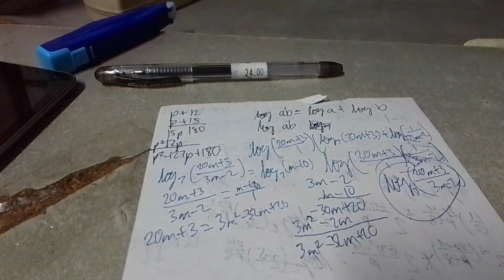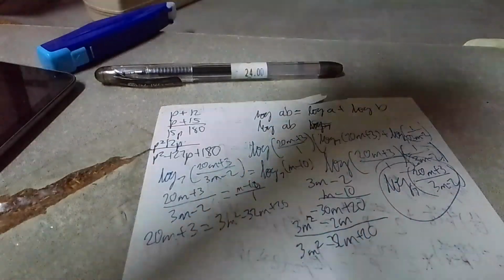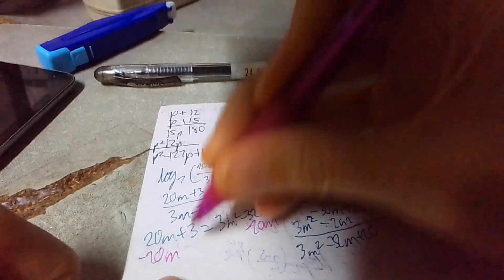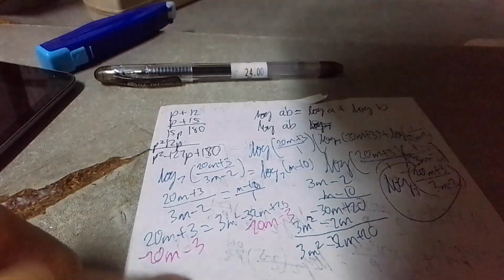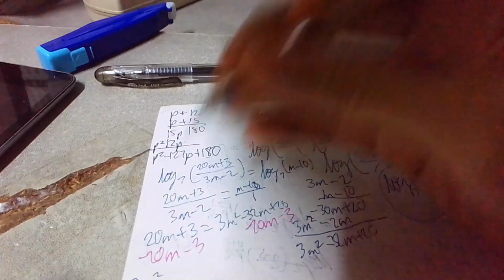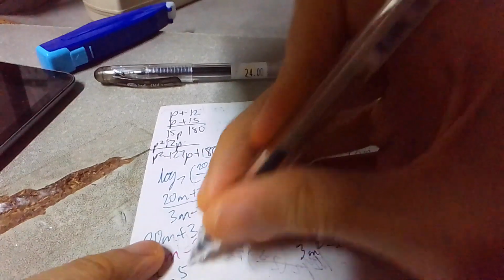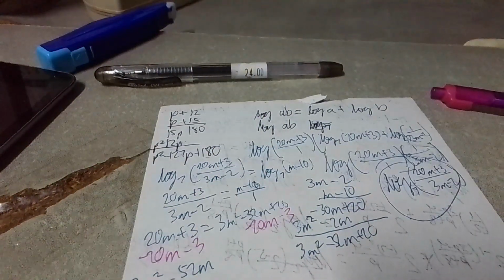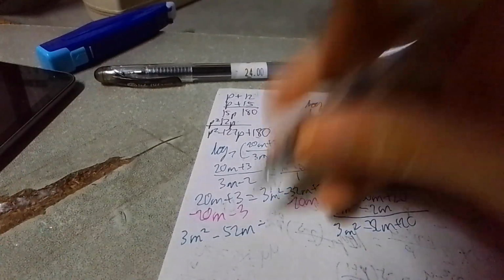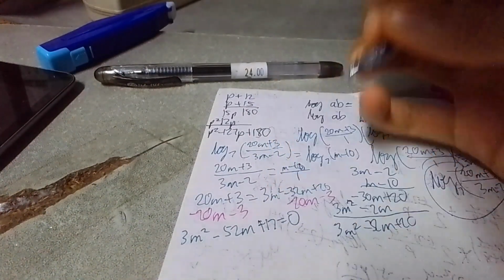Now we can set it equal to 0 since we know that this can be factored as a quadratic. Subtracting both sides by 20m, and then subtracting both sides by 3. So what do we get? 3m squared minus 52m. Be very careful with your signs. And then plus 17 equals 0.